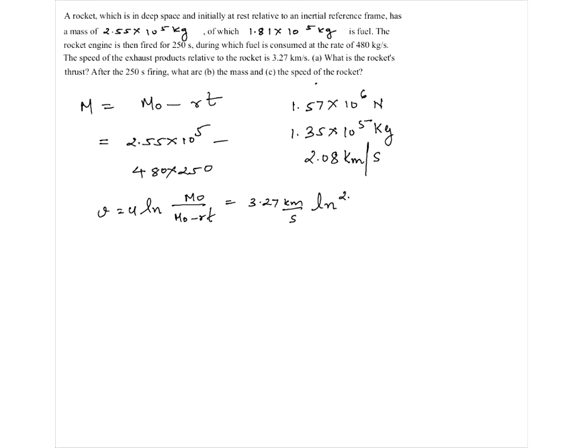M naught is 2.55 into 10 to the power 5. How much mass? M naught minus RT is how much mass is left. And I think which we have already found out in part B. So 1.35 into 10 to the power 5. Just calculate this and see if you are getting it now.